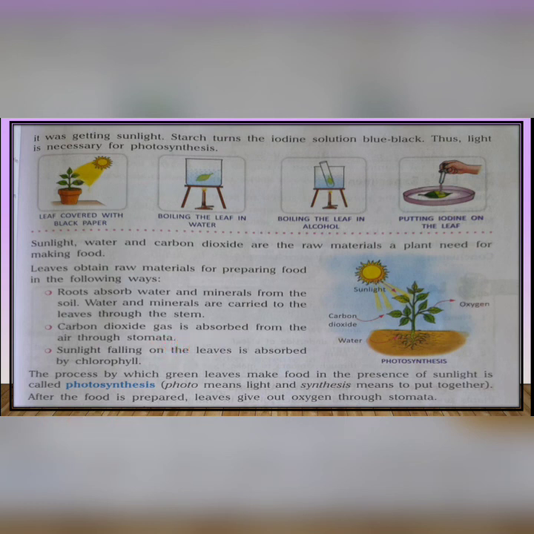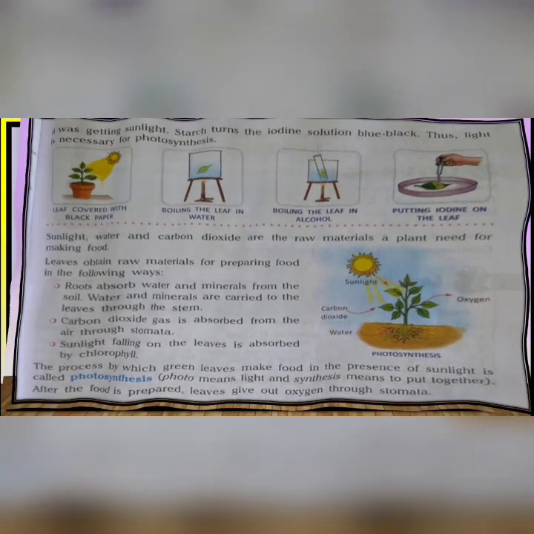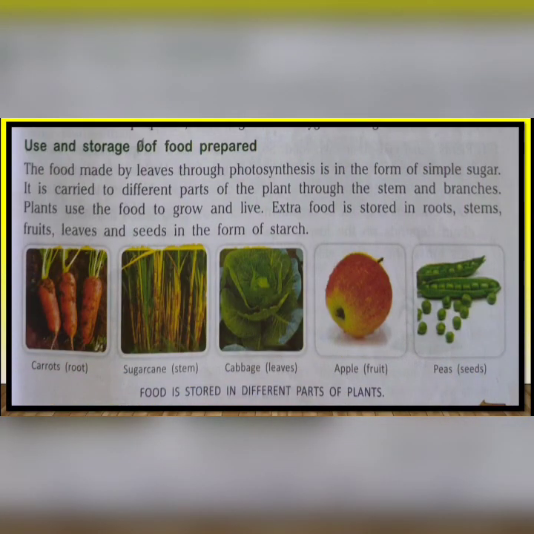The process by which green leaves make food in the presence of sunlight is called photosynthesis. Photo means light, synthesis means to put together. And after the food is prepared, leaves give out oxygen through stomata. For preparing food, leaves absorb carbon dioxide, and after preparation of food, leaves give out oxygen.